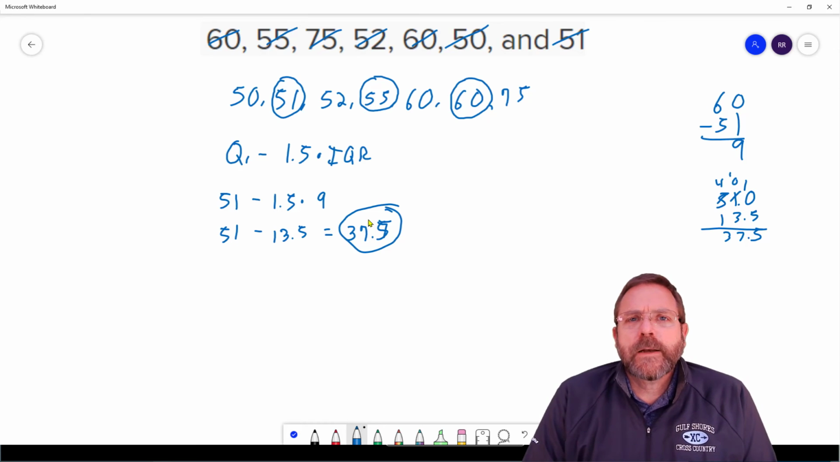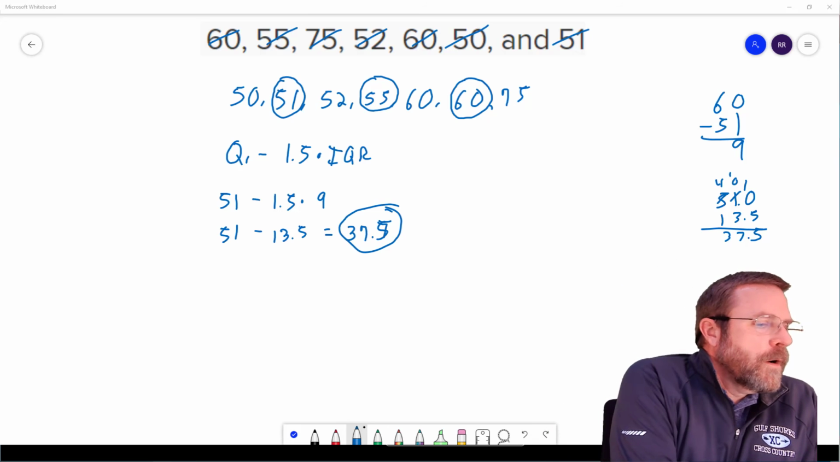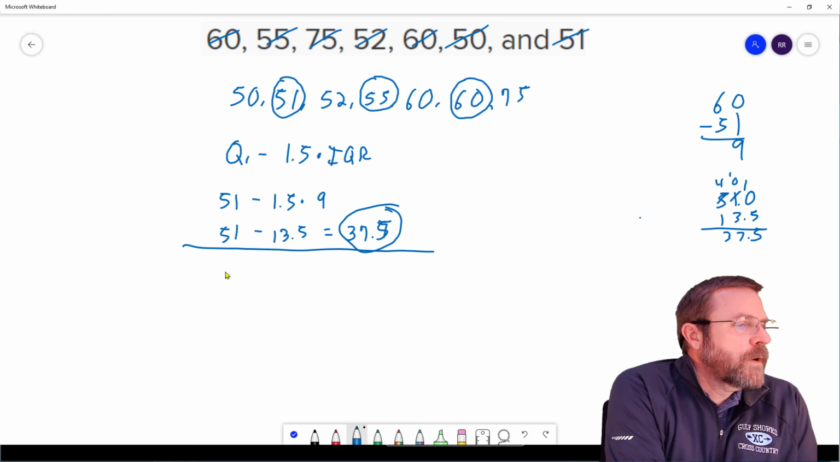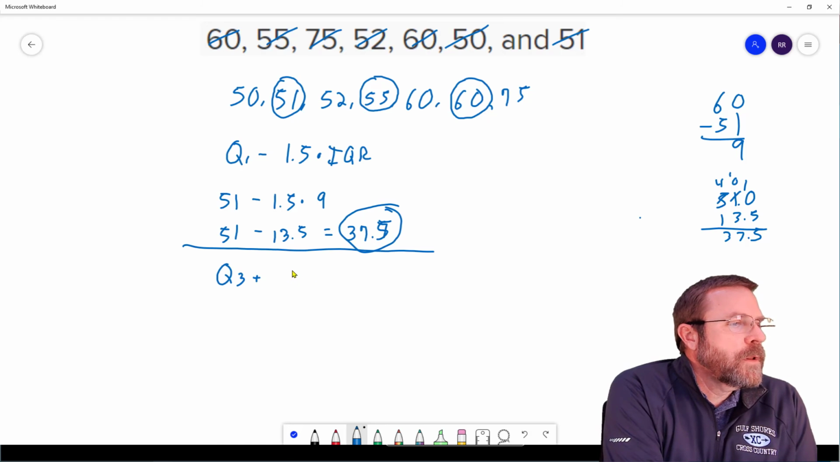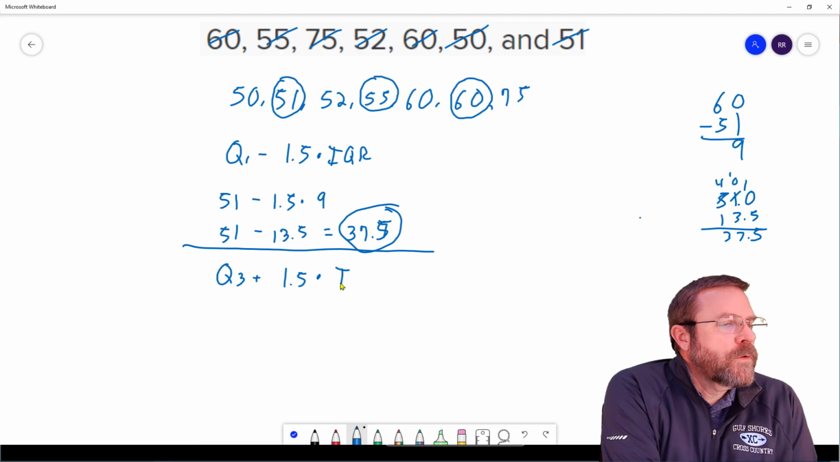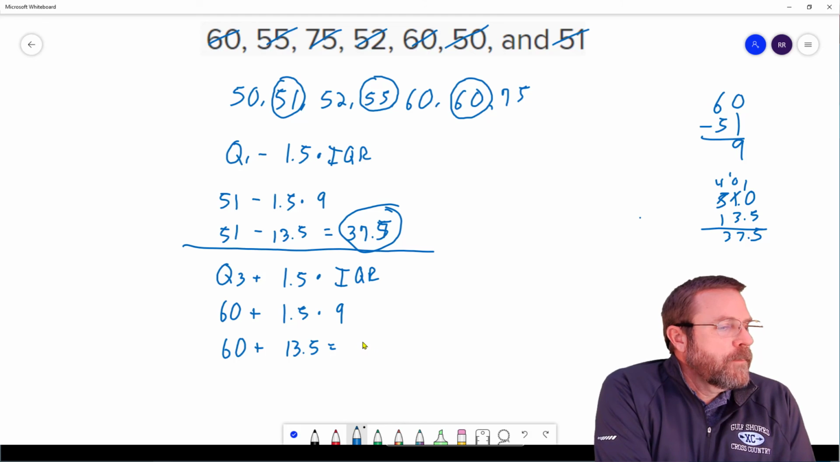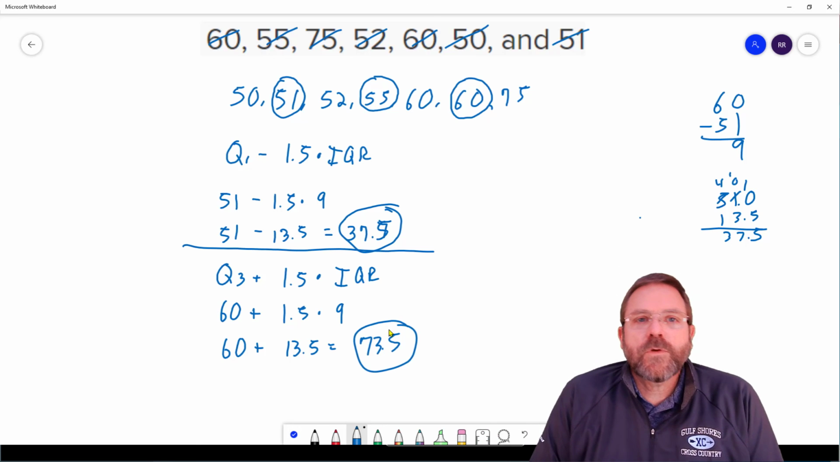But what about the upper end of the data? Let's take a look at that. Now we're going to look for the upper quartile outlier, and the upper quartile's value was 60, so the formula is going to be Q3 plus 1.5 times your interquartile range, where our Q3 value was 60, plus 1.5 times the interquartile range we found earlier, which was 9. So we have 60 plus 1.5 times 9, that was our 13.5, which gives us an answer of 73.5.